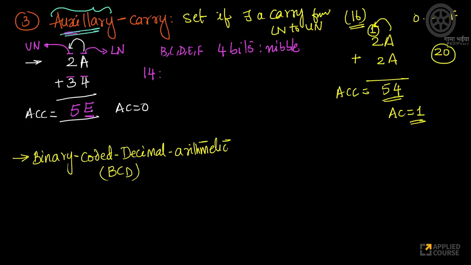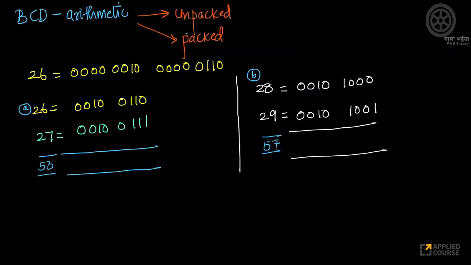Now you might wonder, why do we need this thing? This seems like an artificial thing that we do not care about. Not exactly. There is a concept called binary coded decimal arithmetic. I'll explain what this is in a little while. This is often referred to as BCD arithmetic. If you want to perform BCD arithmetic operations, auxiliary carry is extremely useful. Now what is BCD arithmetic? Let's understand the basics of BCD arithmetic, or binary coded decimal.